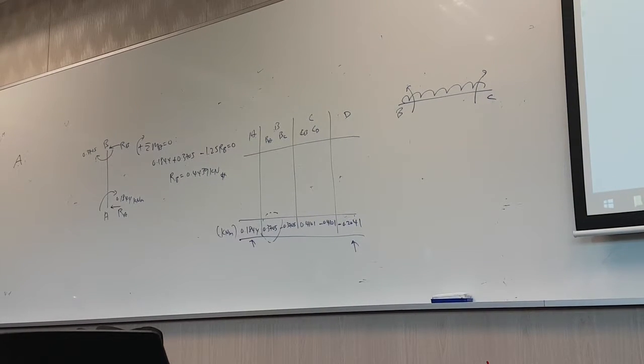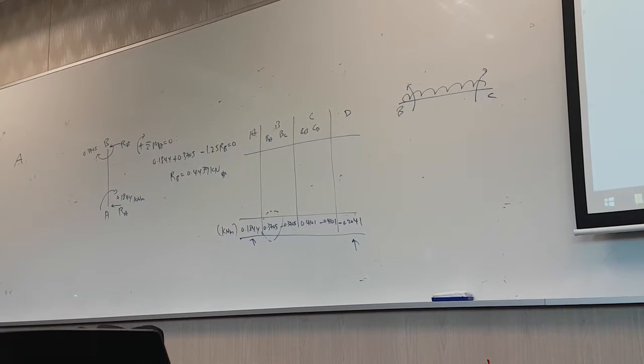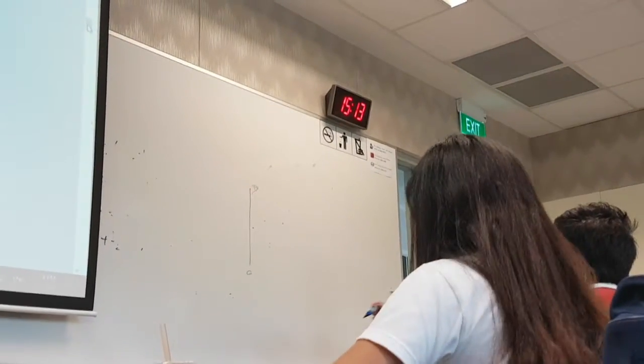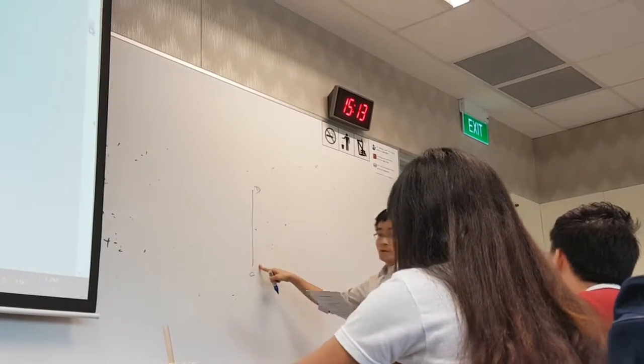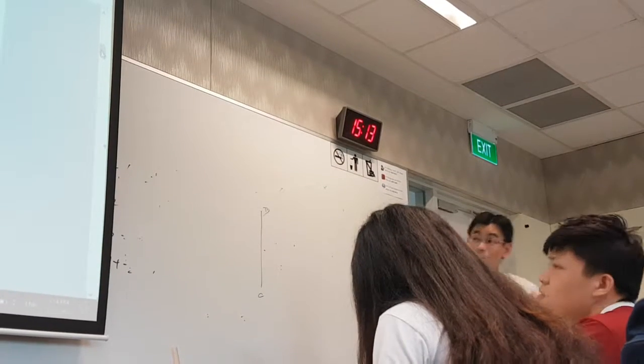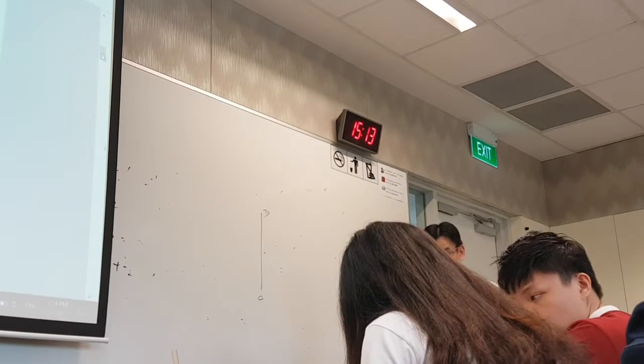Right, so now I have to look for member CD. So CD, I will draw it here. This is C and this is D. So what are the moments that I need to put in? What is the moment for C? What is the value that I should use?